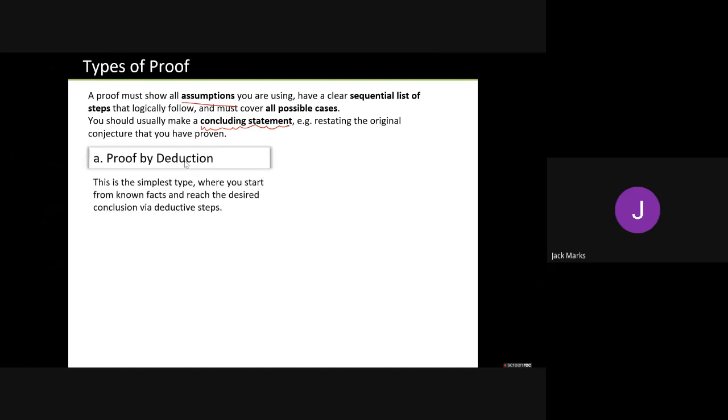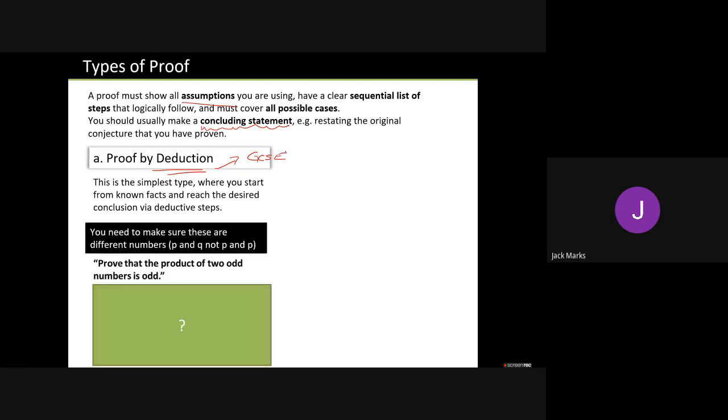So the first type that's visited in the book is proof by deduction. And you might have seen this quite a lot from GCSE. So let's have a look at a couple of examples. Prove that the product of two odd numbers is odd. So what do we need to do here? Well, we need to go back to this idea of 2n plus 1 as an odd number.